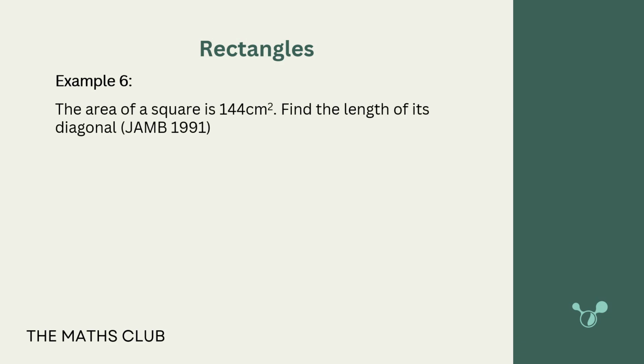Example: the area of a square is 144 centimeters squared. Find the length of its diagonal. Let's take this from JAMB 1991. I want you to pause the video and try this out yourself. Welcome back. Let's solve it together.